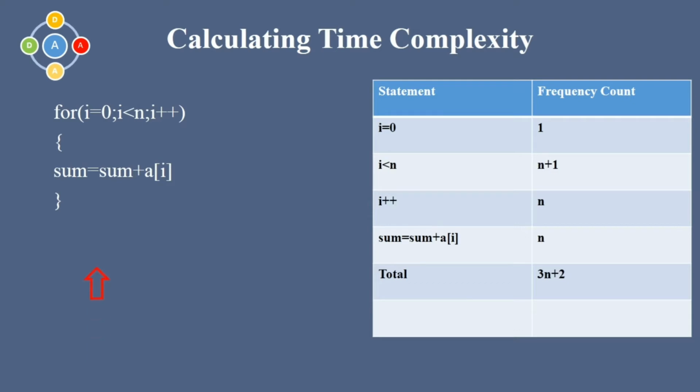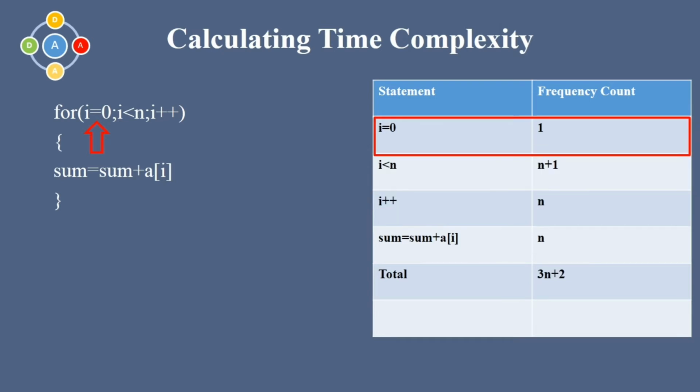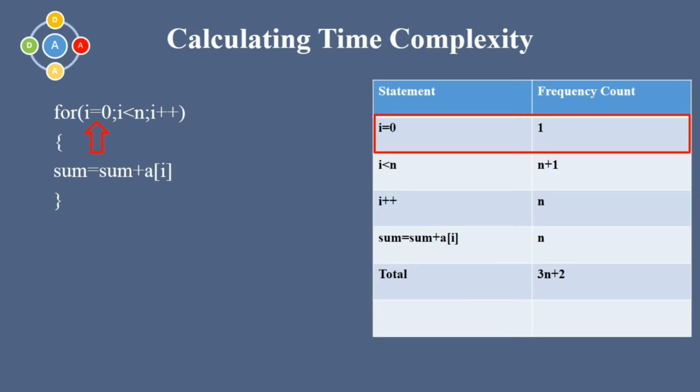See this initialization statement, i equal to 0. This initialization statement is executed only one time. Initially the statement is executed. After that, the condition checking and increment operator keep on executing till the condition fails. So in this table I noted that the frequency count for i equal to 0 will be 1.